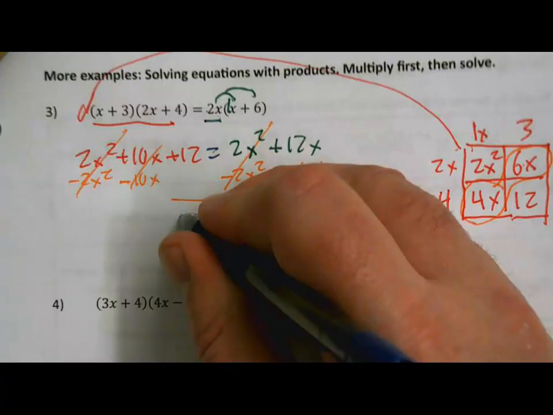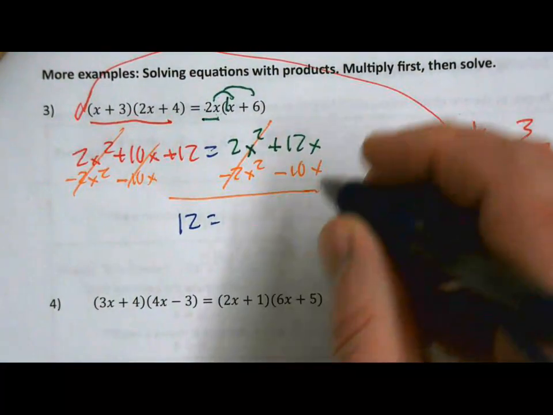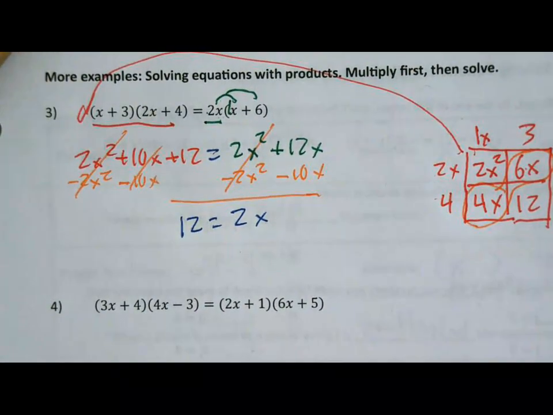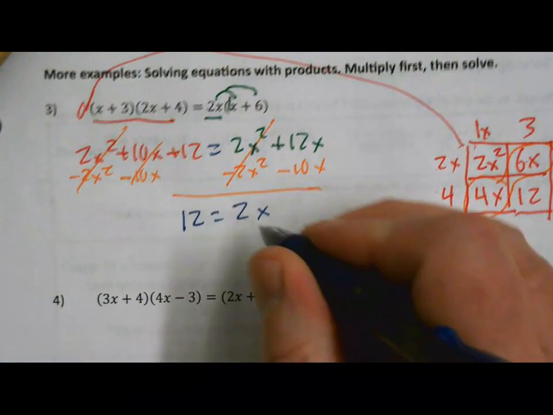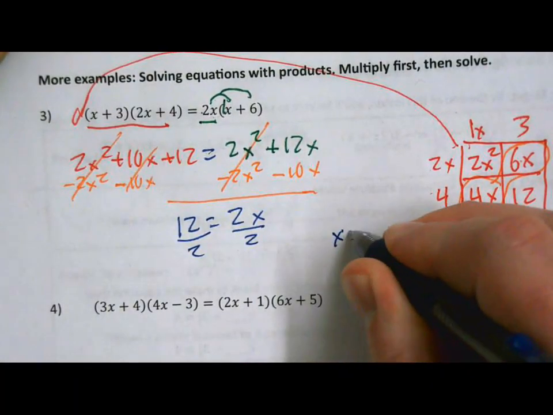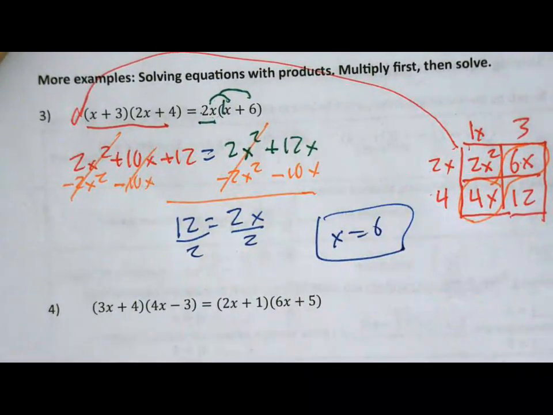It leaves us with just a 12 over here and a 2x over here. Oh my gosh, that's not too bad. Divide on both sides, and we got x equals 6. And if I wanted to, I could plug that in really quick and check to make sure that the equation's right.